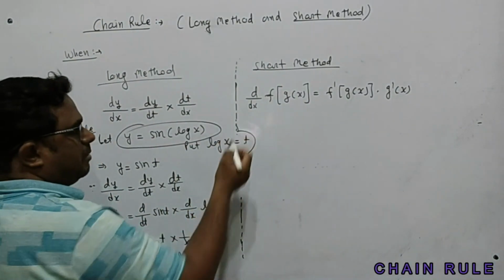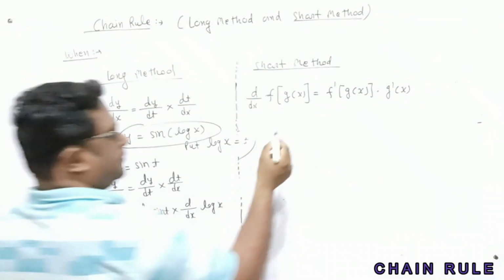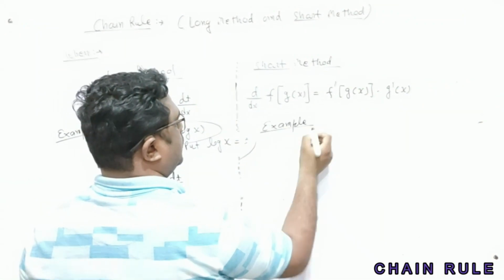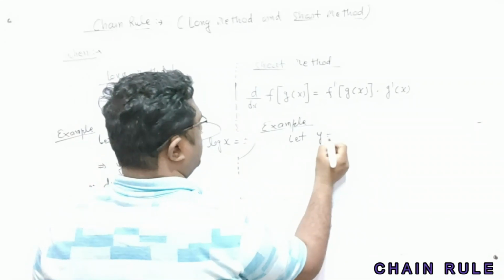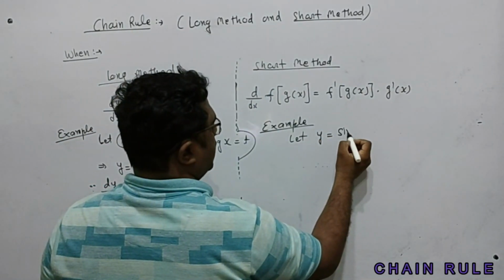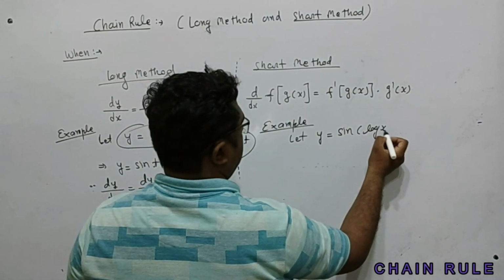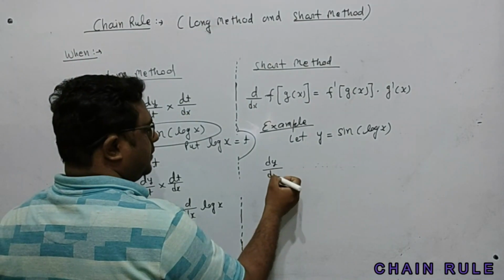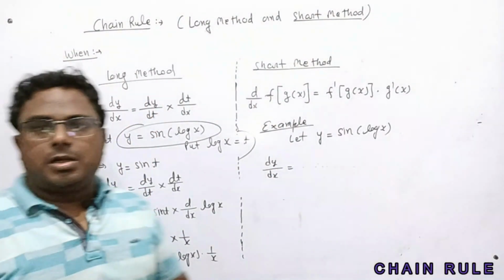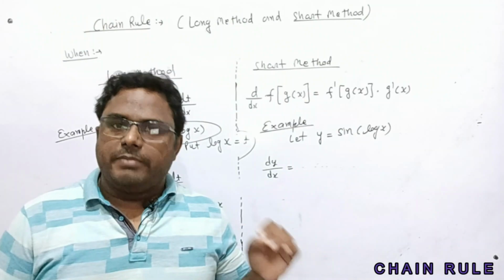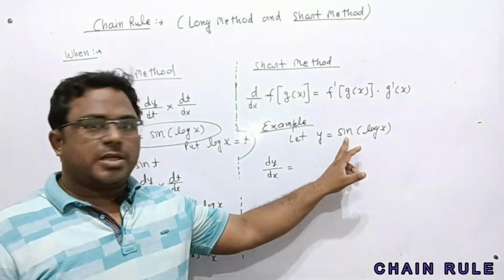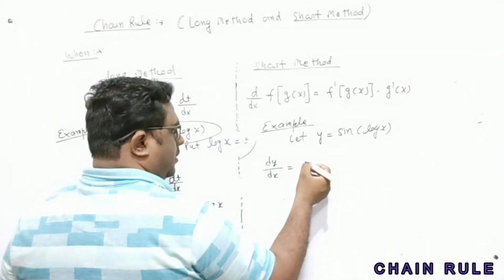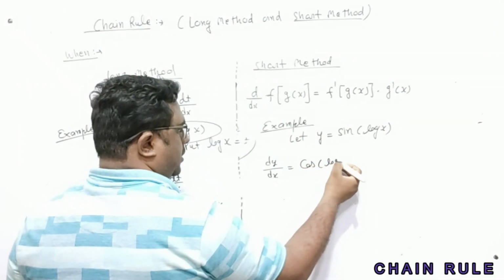Now I will solve the same question by the short method. Let y is equal to sine bracket log x. In the simple method, it's very easy. First of all, you do the derivative of the main function. So here the main function is sine and the secondary function is log. So the derivative of the main function will be cos log x.